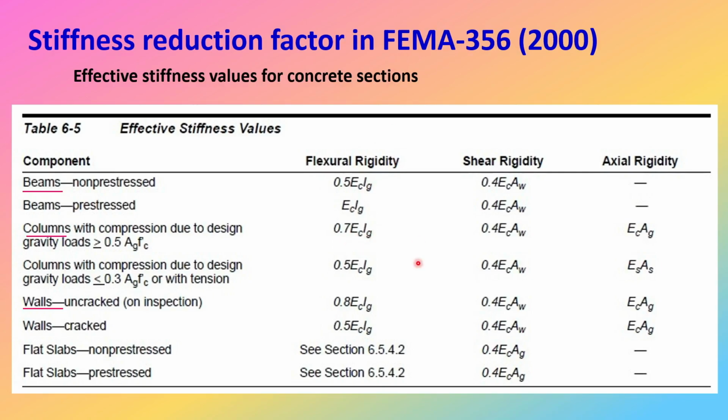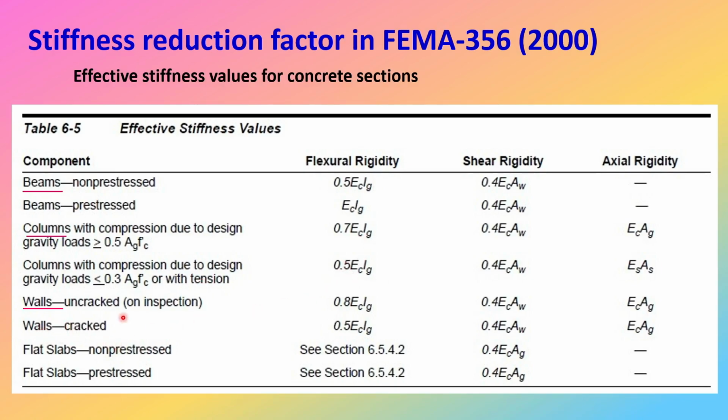The documents are giving the values of flexural rigidity, and we started with stiffness reduction factors. So these coefficients given here are the reduction factors, 0.5, 1, 0.7 and so on. When compression is large in the column, less tension will be developed, so we allow 0.7 EcIg as the rigidity. When the compression in the concrete is less, given by the expression 0.3 Ag fc', then the flexural rigidity is only 0.5 EcIg.